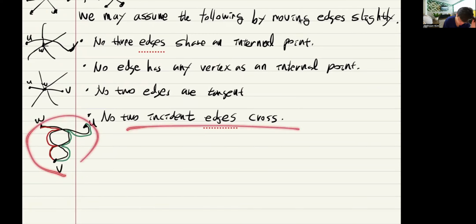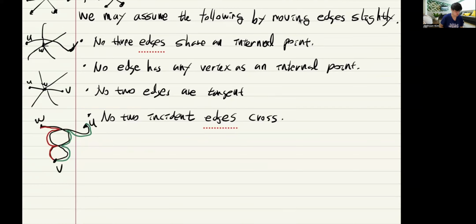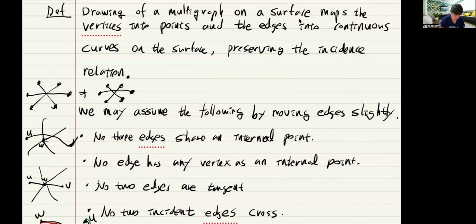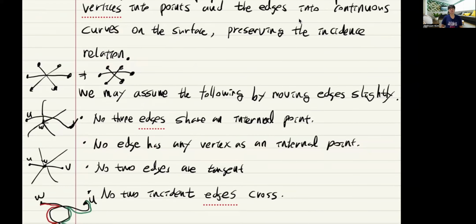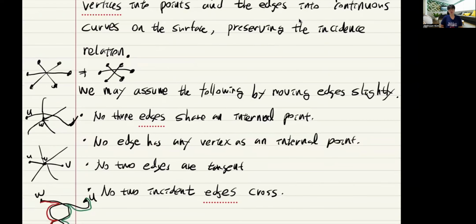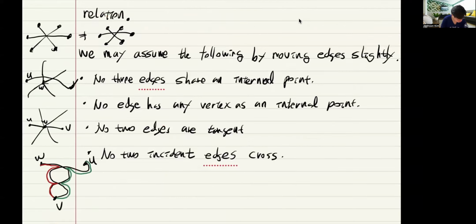So we assume this. To make our discussion more convenient, we don't want to consider all these weird cases. I mean, they make the discussion more complicated. So from now on, we assume that the drawings that we are discussing all satisfy this good property.